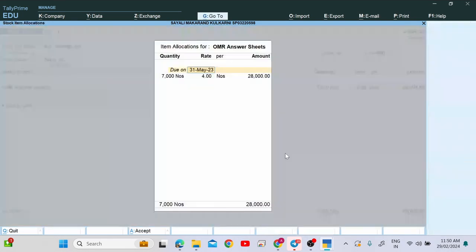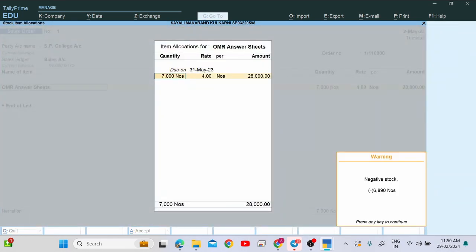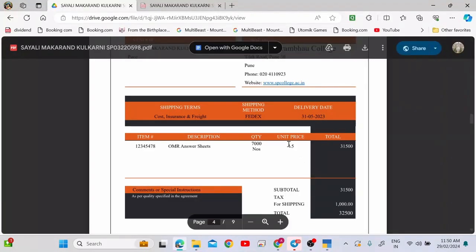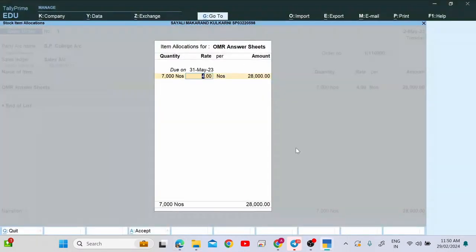I want to show that error to you. Yes, now what Tally is saying, negative stock. Right now you don't have 7,000 OMR sheets in your stock, still you want to pass this entry, say we will produce and we want to pass, therefore here just accept it. Correct. And at what rate? At 4.5. Previously that was 4. Change it to 4.5. Whatever rate of OMR sheet was there in the system, Tally shows that. But that is not correct.